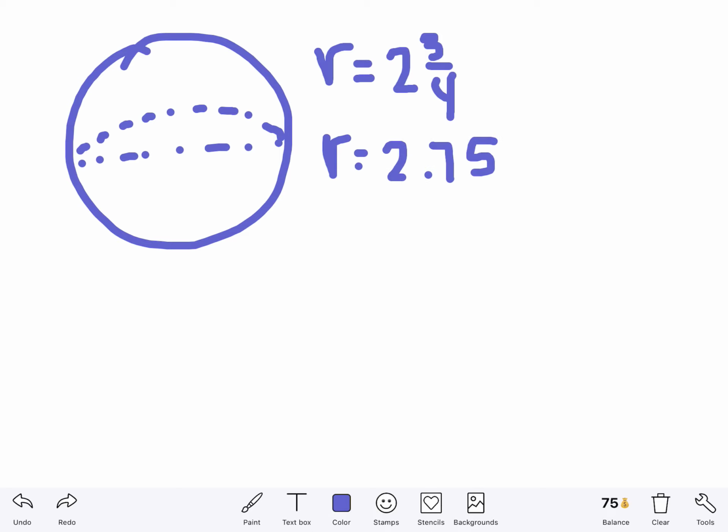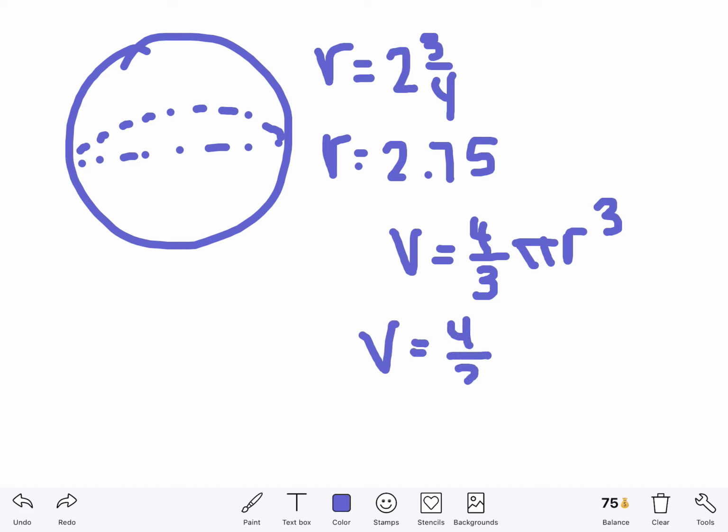I go look at my formula chart, volume equals 4/3 pi r cubed. Volume equals 4/3 pi 2.75 cubed. Again, plug it in our calculator and get your answer.